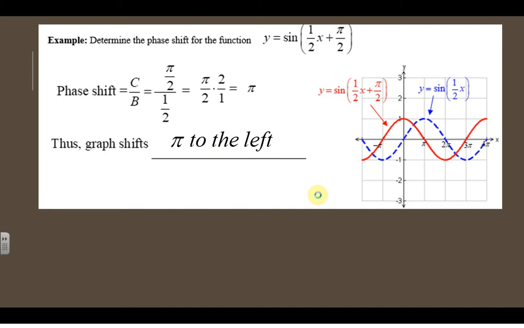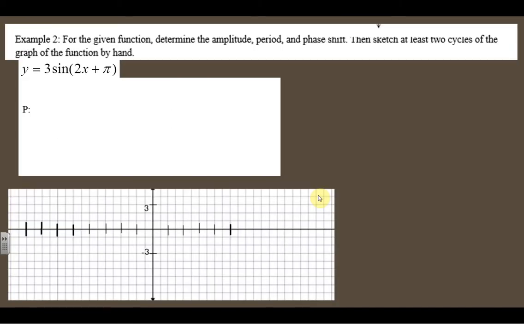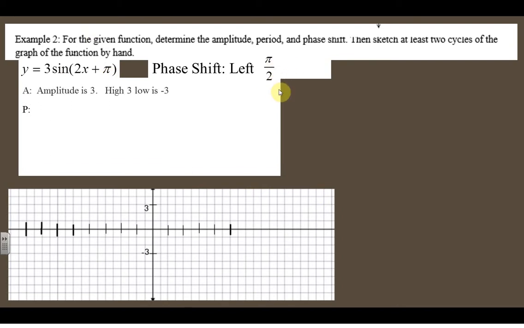All right, so let's do a phase shift. Amplitude, frequency, and period are all still going to matter, but right now we need to go left, and it's always c over b, which is pi over 2. So left, pi over 2. Our amplitude is still 3. Our low is still negative 3. That hasn't changed. Frequency is still 2. Period we still have to find, so that's 2 pi over 2, so we have pi.